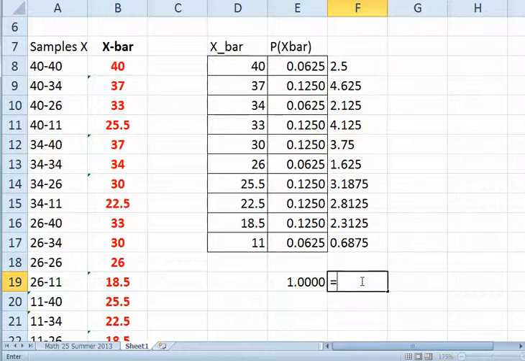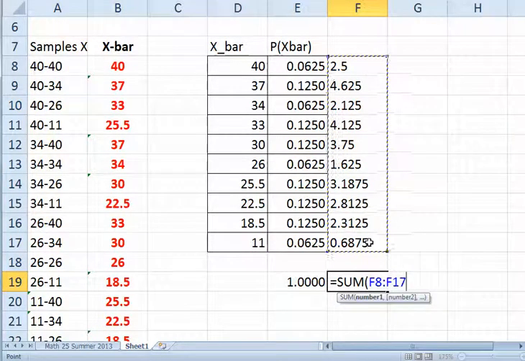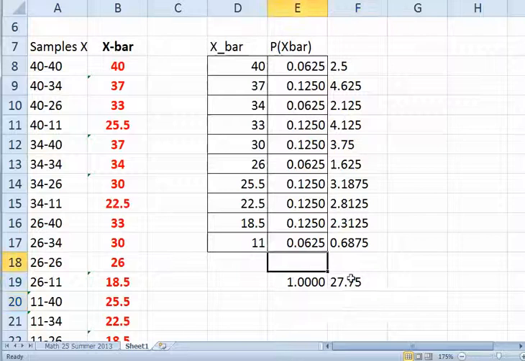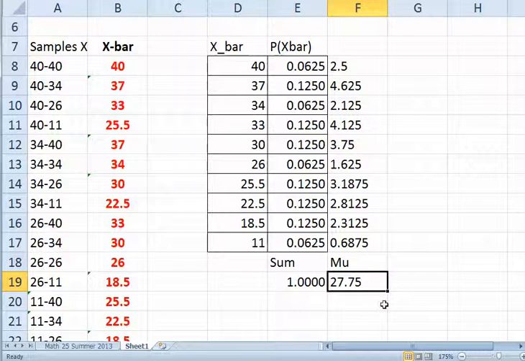And this value is the expected mean, mu. So this is just the sum of all those values, and then this is mu, the expected mean, 27.75. Now what were we supposed to get out of this problem?